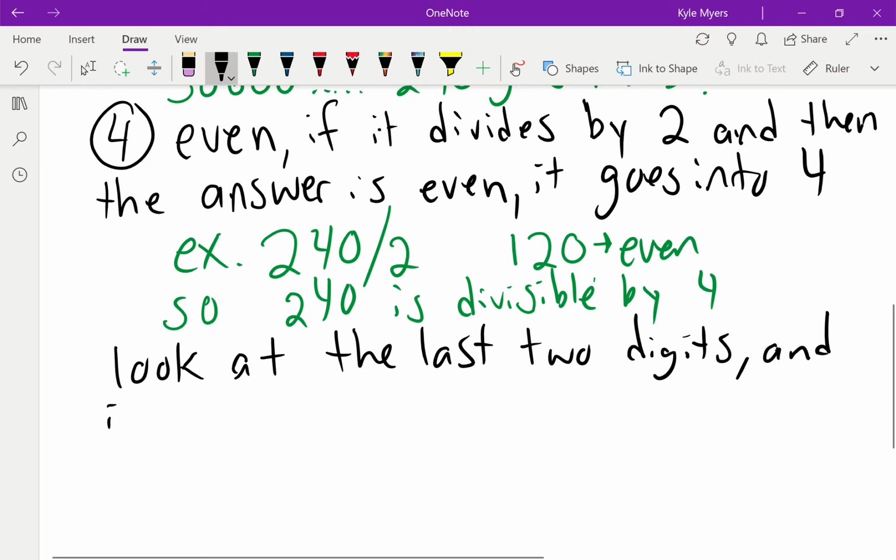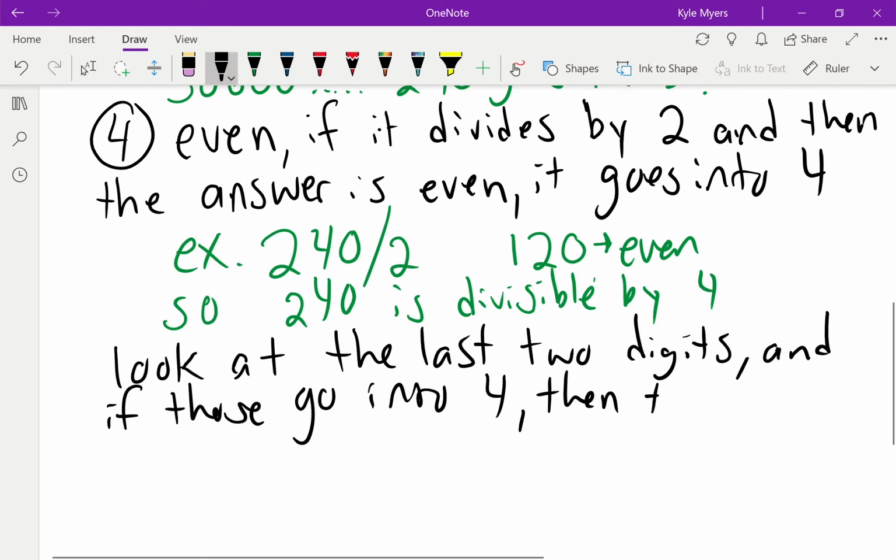And if those, meaning the last 2 digits, go into 4, then the number does. Right? And you can kind of see that with the 240. We already know that it goes into 4, but we can check it because the last 2 digits of 240 are 40, and 40 is 4 times 10. So of course 240 has to go in.